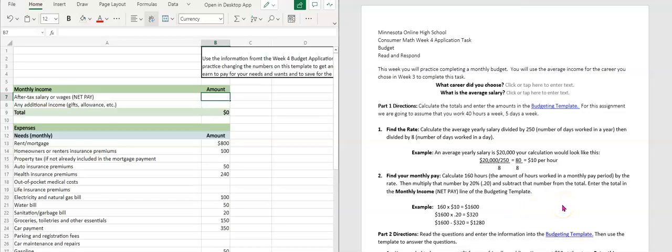If you want to do this another way, you could use your net pay from the pay stub that you completed last week and multiply that by 2, because that was for a 2-week pay period and we need to have 4 weeks for our monthly budget.